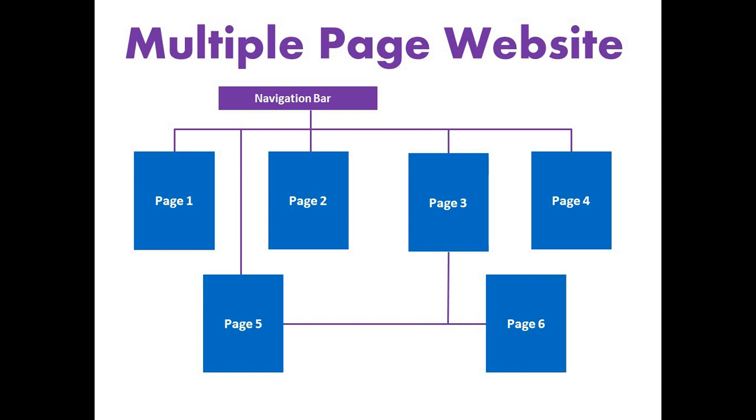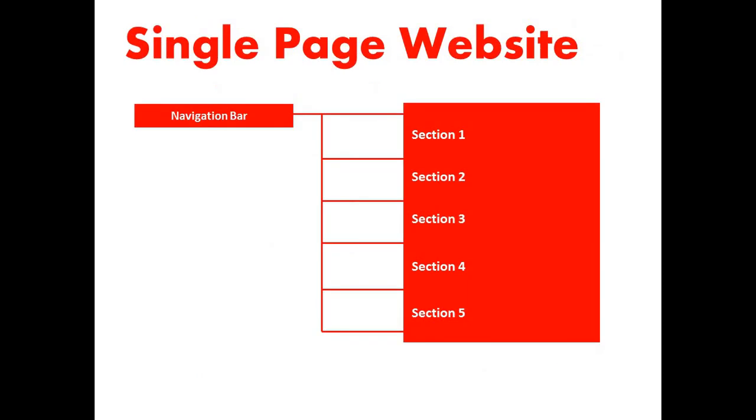So by the navigation bar, all the pages will be interlinked with each other by making menus and sub menus. This is the idea behind using multiple pages websites, right? But what is the difference between the multiple pages website and the single page website? This is what we have discussed about the multiple pages website. Now let us talk about the single page website.